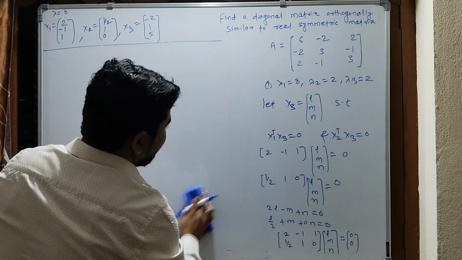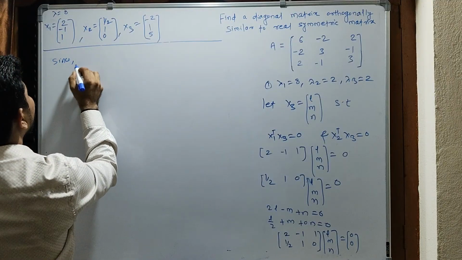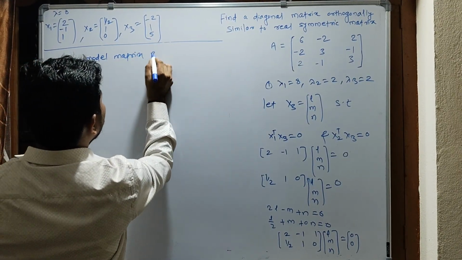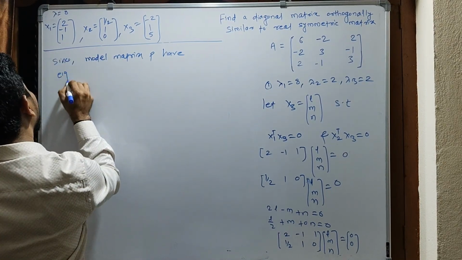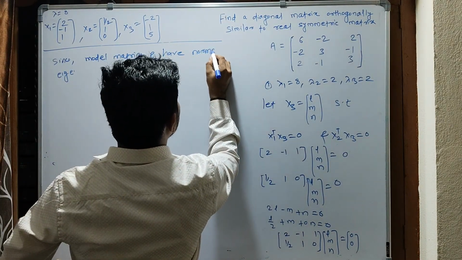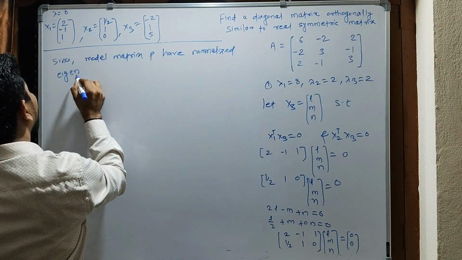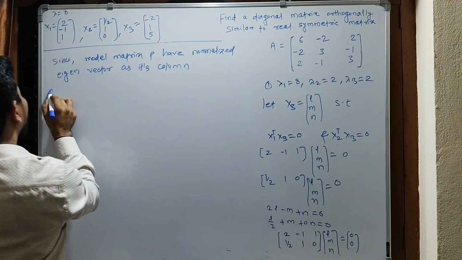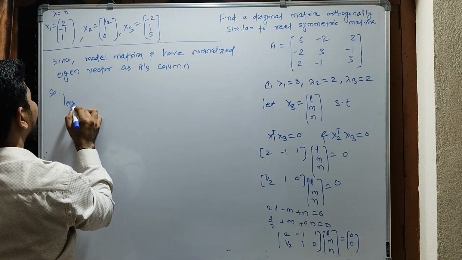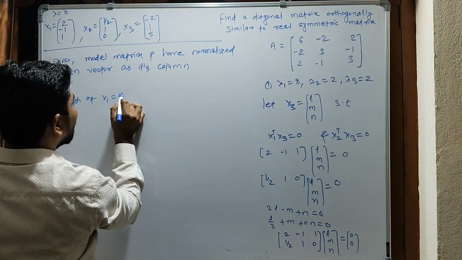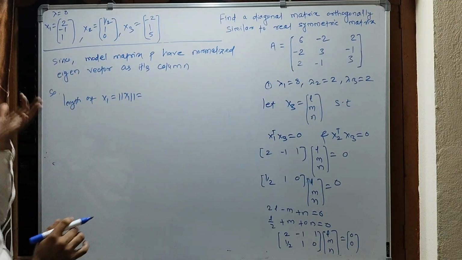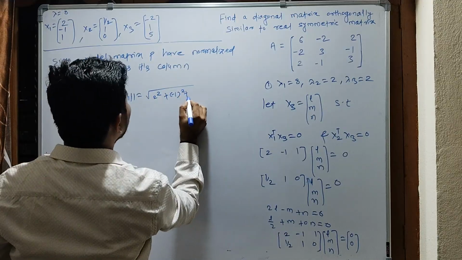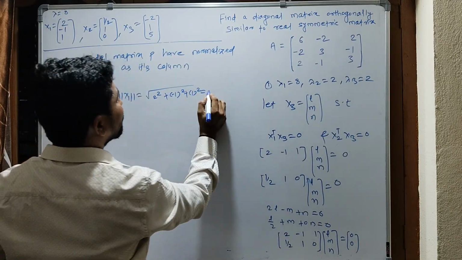Since the modal matrix P has normalized eigenvectors as its columns, therefore the length of x1, which is equal to the norm of x1, which is equal to, here 2 square plus minus 1 square plus 1 square, which is equal to 4 plus 1 plus 1, that is root 6.